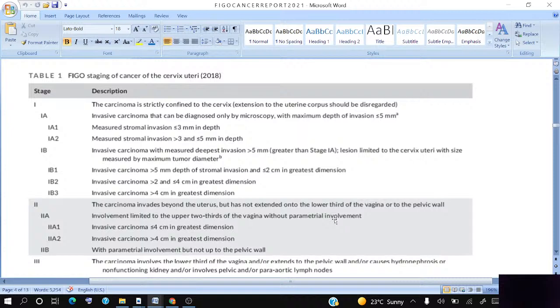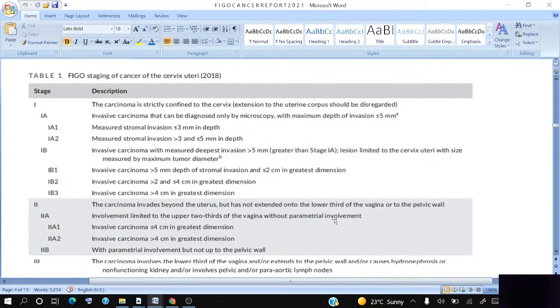Then there is 1B, because here they give 6 classes. A and B, then A is divided into 2 classes: less than 3, and more than 3 and less than 5. Now for B we have invasive carcinoma with depth of invasion more than 5 millimeters, greater than stage 1A. The lesion can be limited to the cervix uteri, and is classified by the size of the maximum tumor.